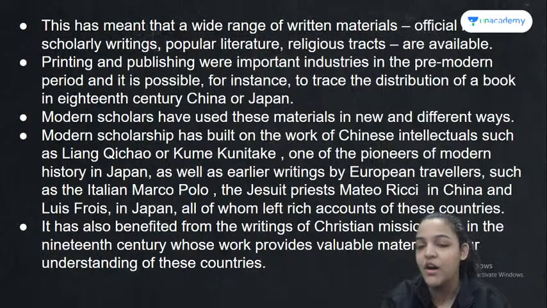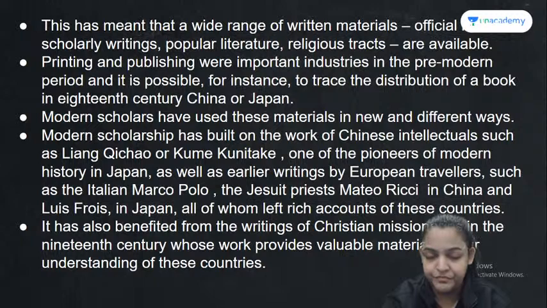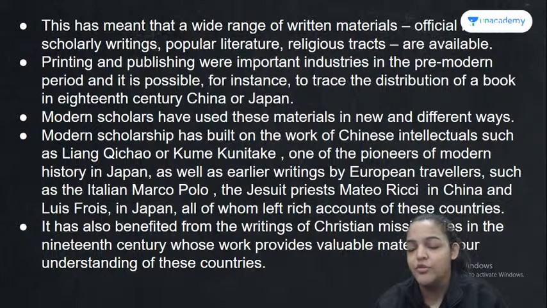Now, how do you think this book is available? Because of the plethora of literature which is available, we can safely conclude that printing and publishing was an important industry, but at the same time, these industries might have been really cheap. Why? Because if they were not cheap, then producing such a plethora of literature would be really difficult, because not everyone would be able to afford it.